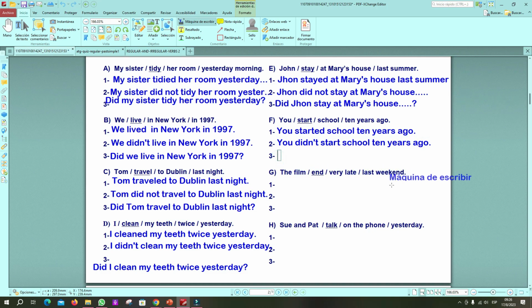What about the interrogative? Did you start school 10 years ago? And this is a question mark. So, did you start school 10 years ago? Perfect. Thank you, Mr. Ruben. That's great.